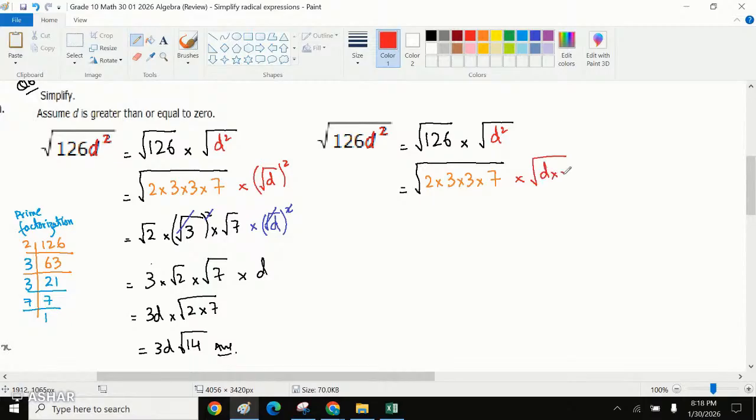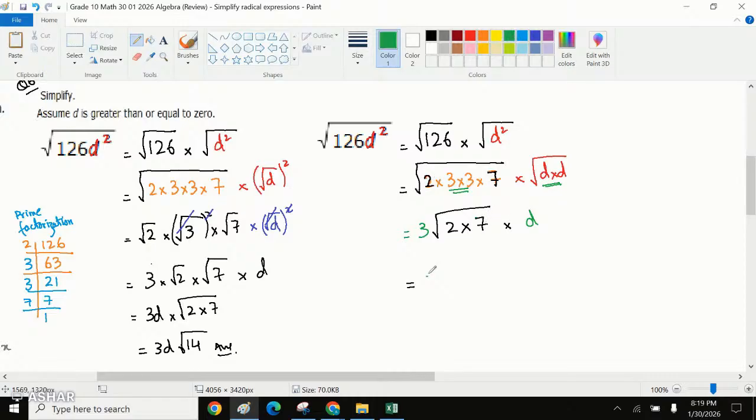d squared means d multiplied by d. If we had a pair over here, the pair comes out and everything else stays inside the radical. Do we have a pair over here? That means the pair comes out. So finally we can say, sorry, this was a 7, my mistake. This was 7 and 2, right?